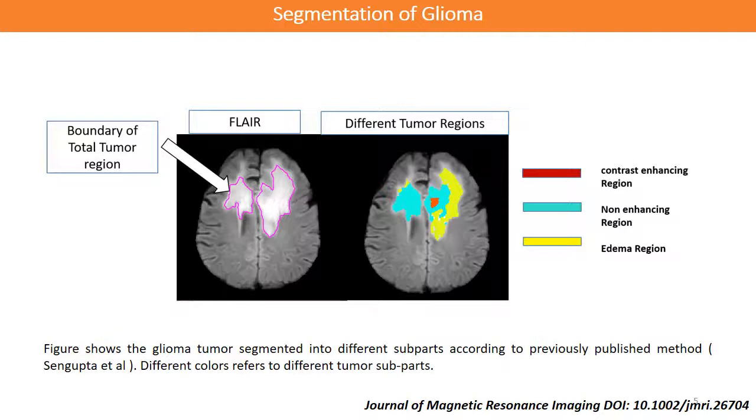This figure shows the entire glioma tumor as delineated by the hyperintense region on FLAIR images being segmented into different subparts. Different colors refer to different tumor subparts. To generalize the process of ROI selection from both enhancing and non-enhancing glioma, enhancing and non-enhancing component was combined to constitute the ROI, which was used for glioma grading in this study.